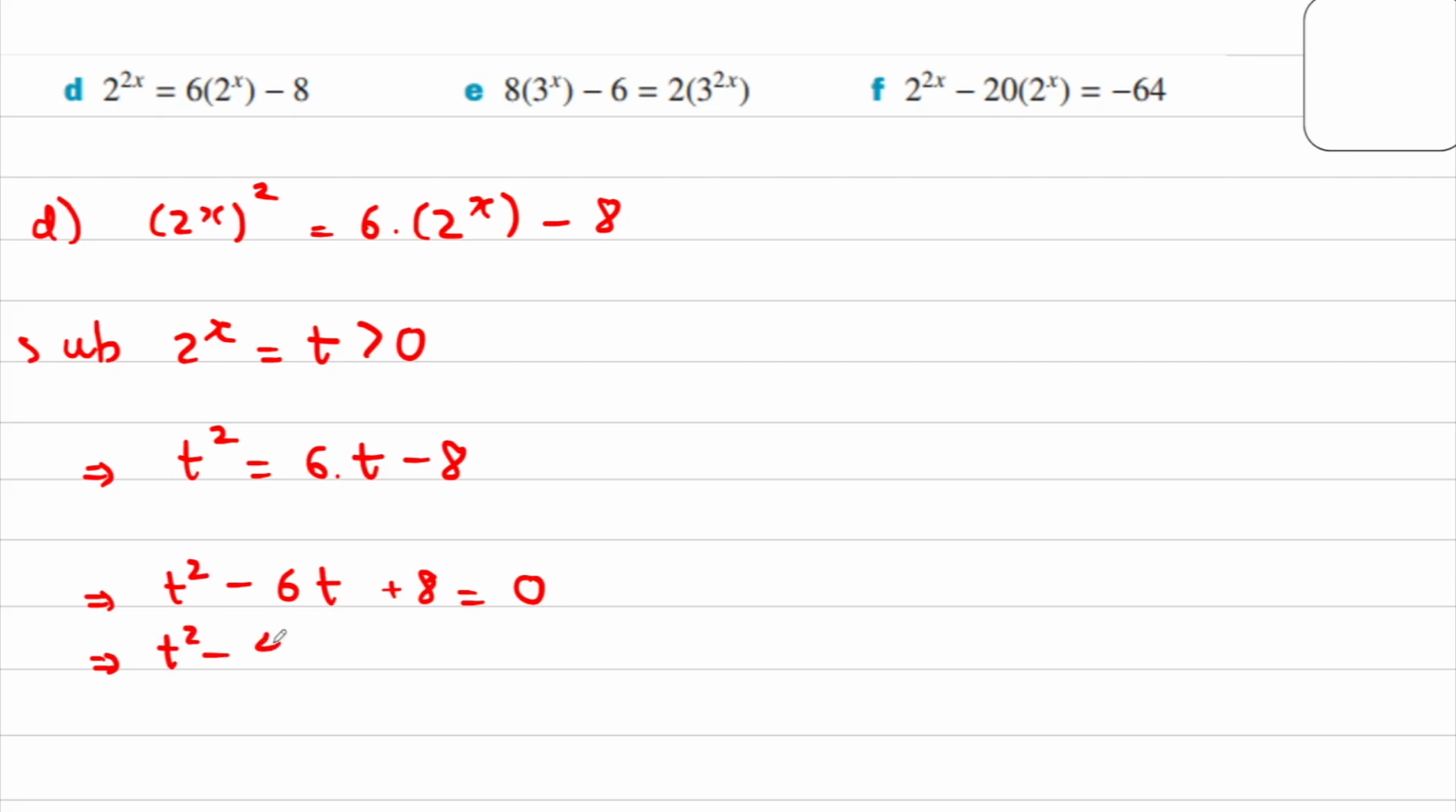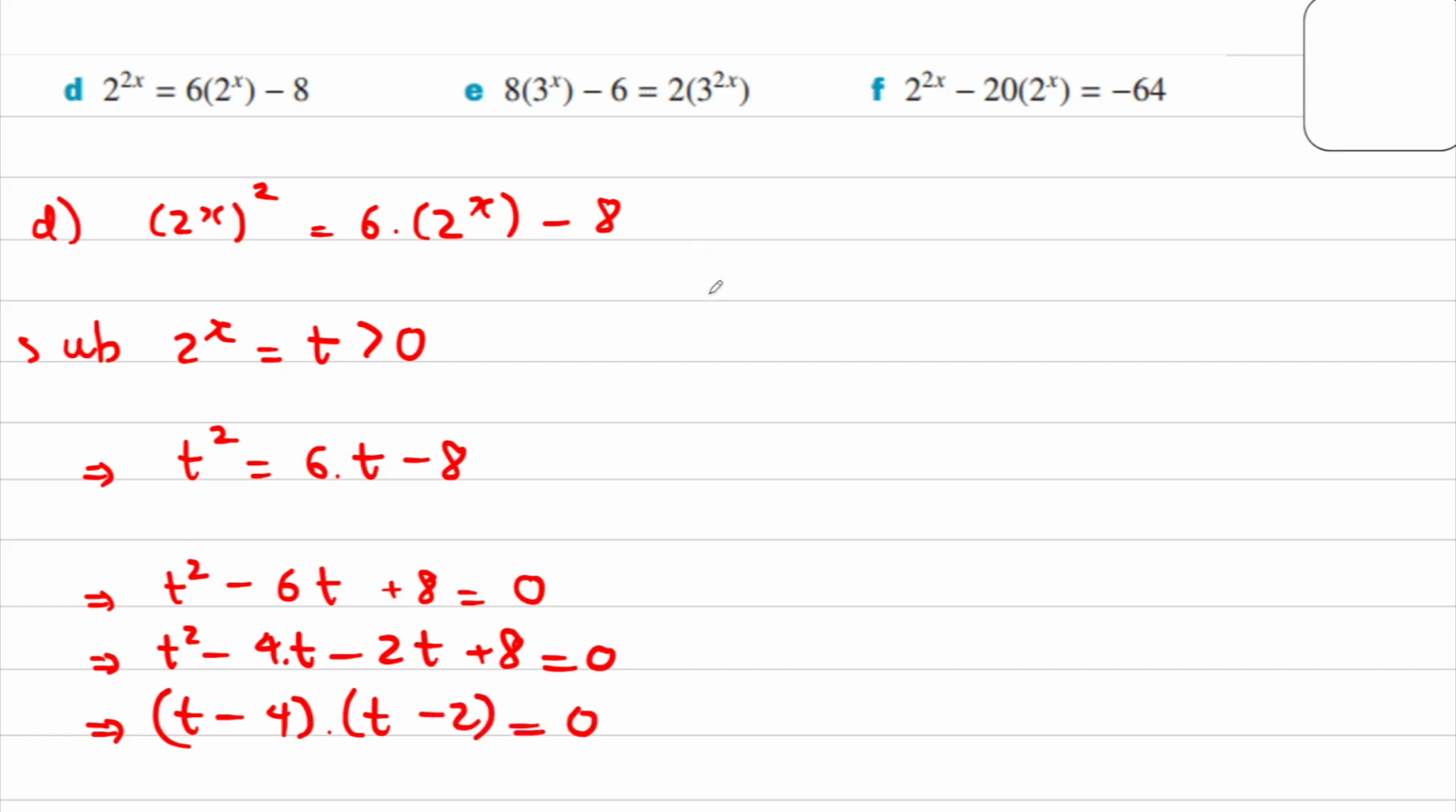So factorizing, I think this is quite easy. Minus 2t plus 8 equal to 0, and t minus 4 multiplied with t minus 2. For this one, you got two options: t equal to 4 and the second one t equal to 2. And both these values are greater than 0, so I can choose all of them.